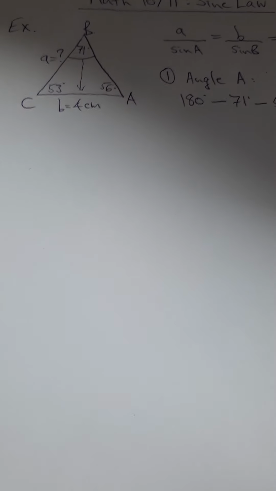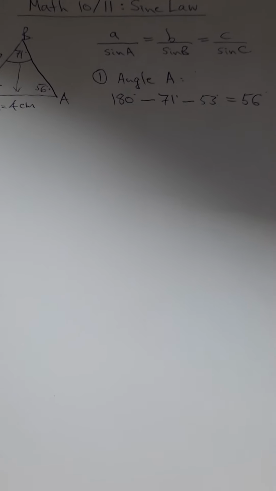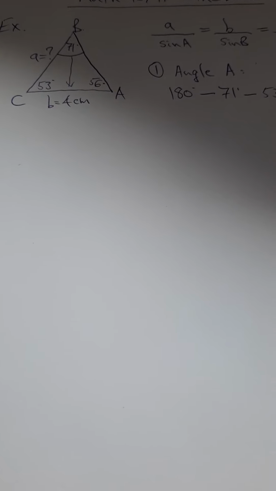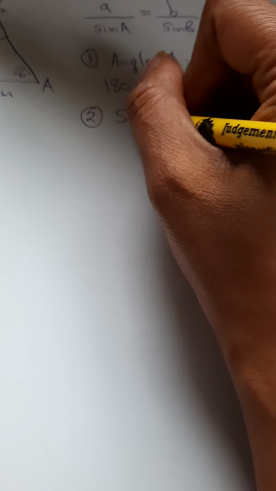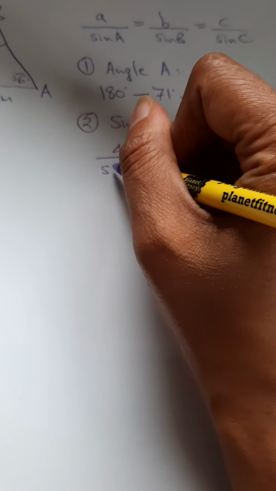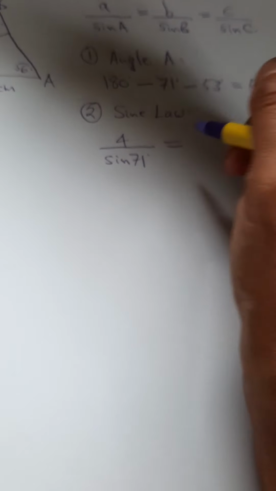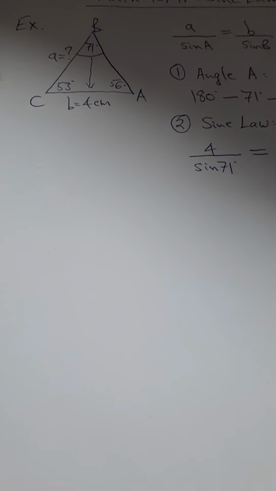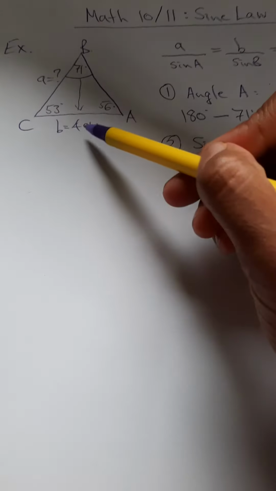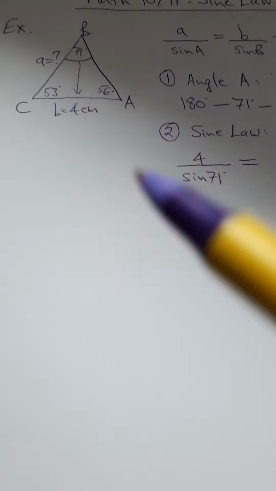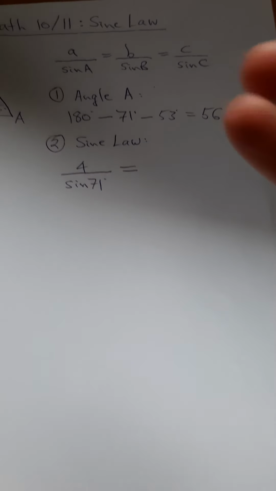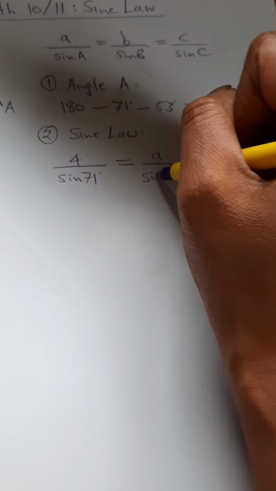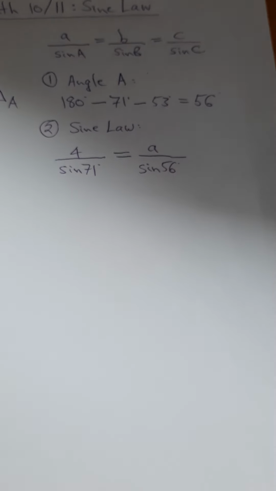So 56 degrees. And now I'm going to use the sine law for my ratio here, okay? So I have side B, which is 4. Let's put sine law here. Okay, so side B is 4 centimeters divided by sine of B, which is 71 degrees. Does everyone see that? So we're doing this side divided by the angle, the sine of angle B, okay? And we're going to make that equal to, we're looking for side A over sine of angle A, which is 56.